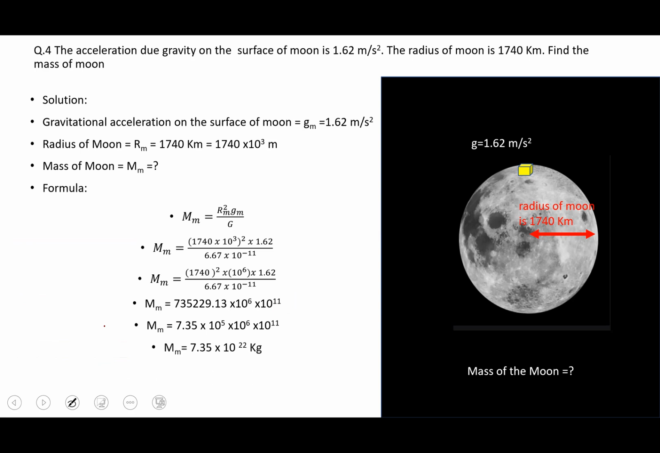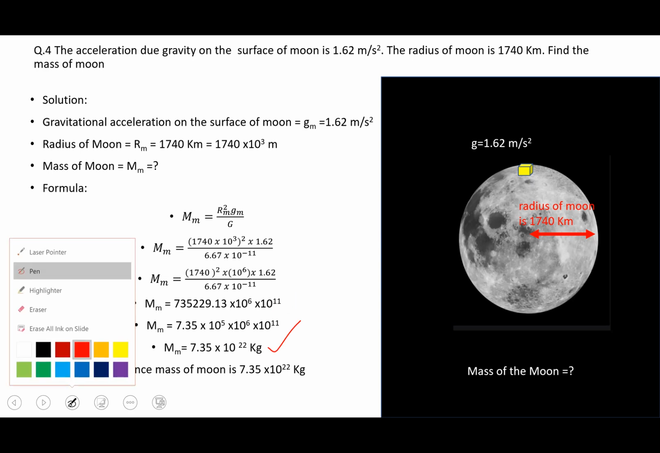Sorry, 11 plus 11 is 22. So the mass of the moon will be equal to 7.35 into 10 to the power 22 kilograms, and that is our mass of the moon. Hence, the mass of the moon can be written as 7.35 into 10 to the power 22 kilograms, and that is our answer as well.